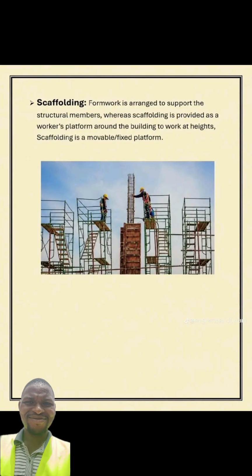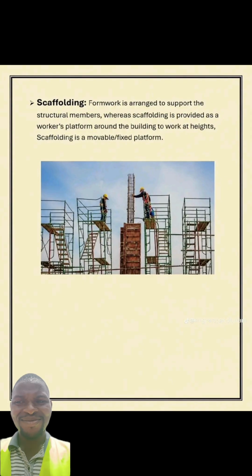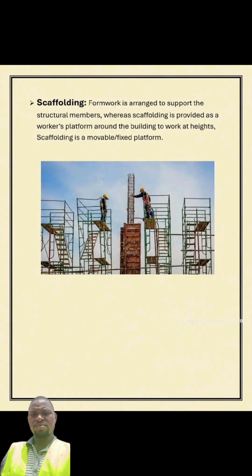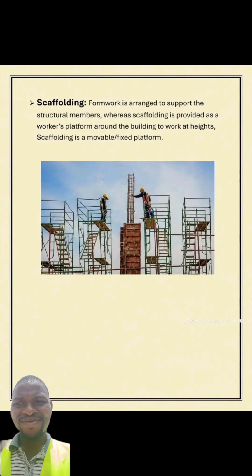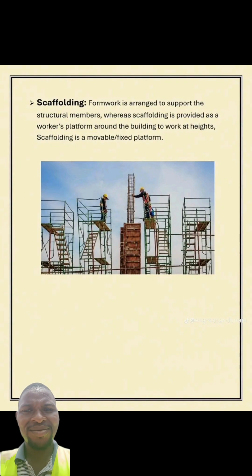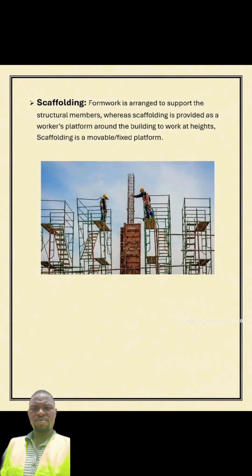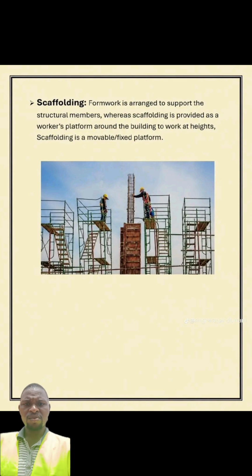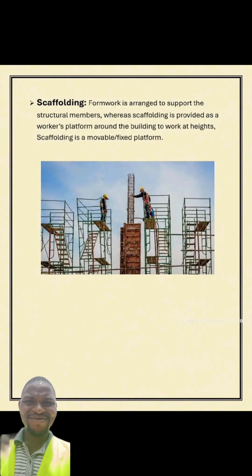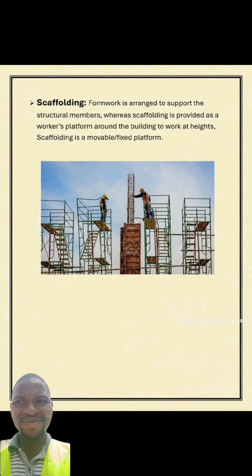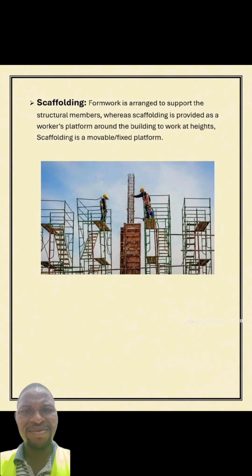Yeah, scaffolding is the next point. Scaffolding formwork is arranged to support the structural members, whereas scaffolding is provided as a worker's platform around the building to work at a height. So with scaffolding, it enables you to work at a height, right? Then scaffolding is a movable and fixed platform. So scaffolding is a platform that is detachable, it is movable. So once you make use of them for your formwork, either as props or for arrangement of your formwork, you can actually detach your scaffolds, right?